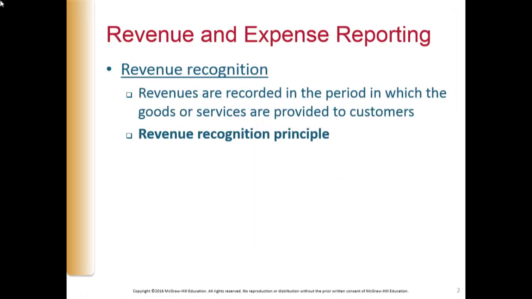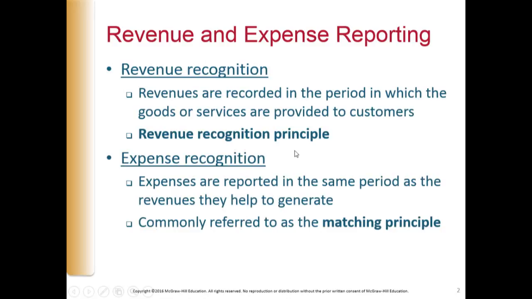So today we're going to be talking about adjusting and closing entries, and we're going to start out with recognizing that revenue and expense reporting don't necessarily happen when cash changes hands. Instead, revenue is recognized in the period in which goods or services are provided to customers, and expenses are reported in the same period as the revenues that they help generate.